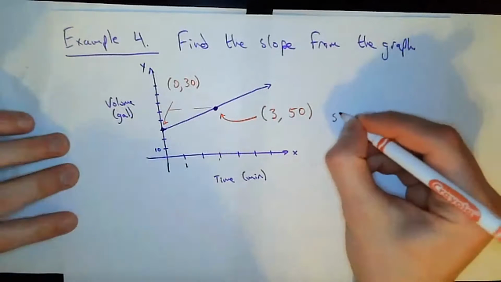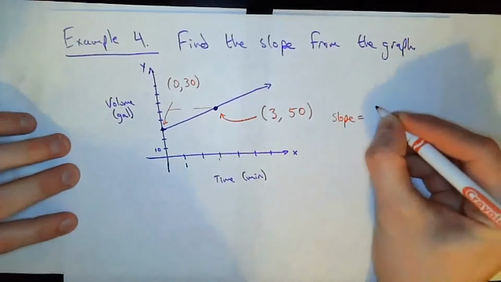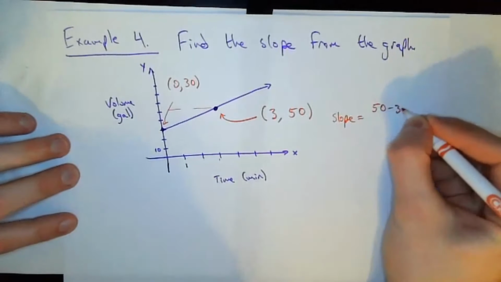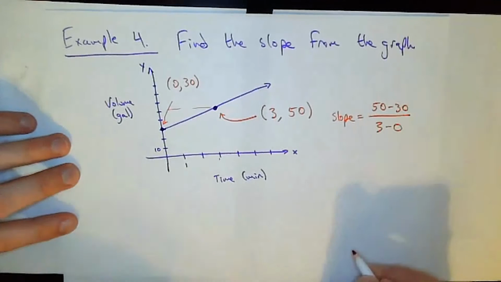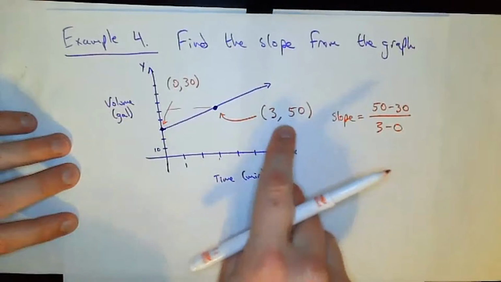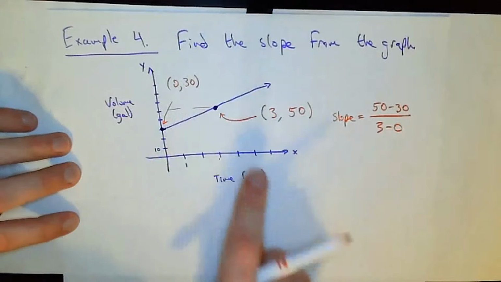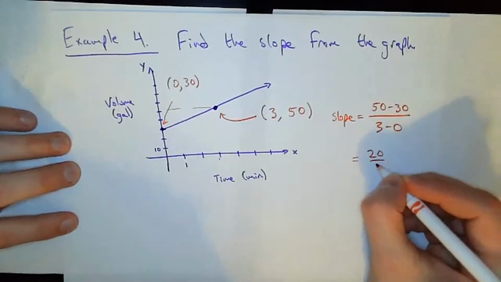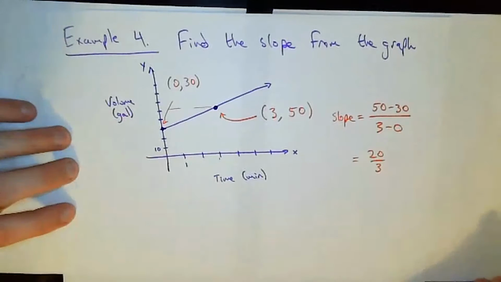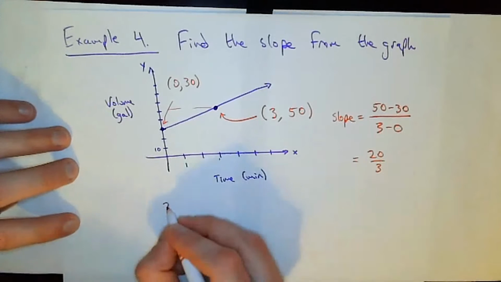Okay, so the slope should be the difference in the y values, so 50 minus 30, over the difference in the x values, so 3 minus 0, making sure I subtract this minus this, right? 50 minus 30, 3 minus 0. So what does that give me? That's 20 over 3. I could leave it like that. That would be fine. So I could say 20 over 3 gallons per minute.